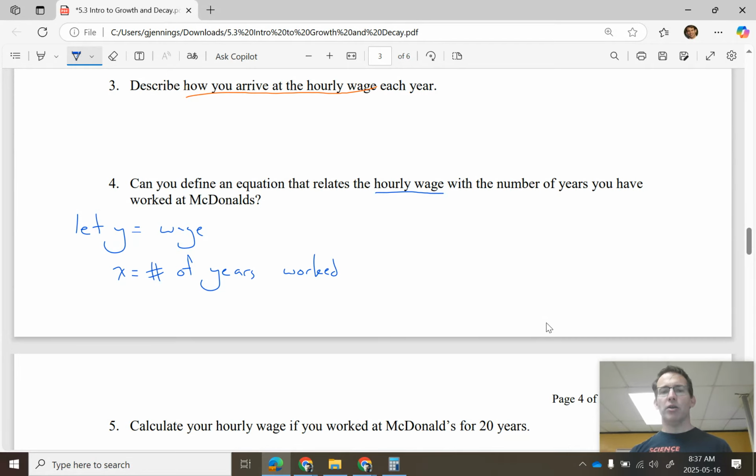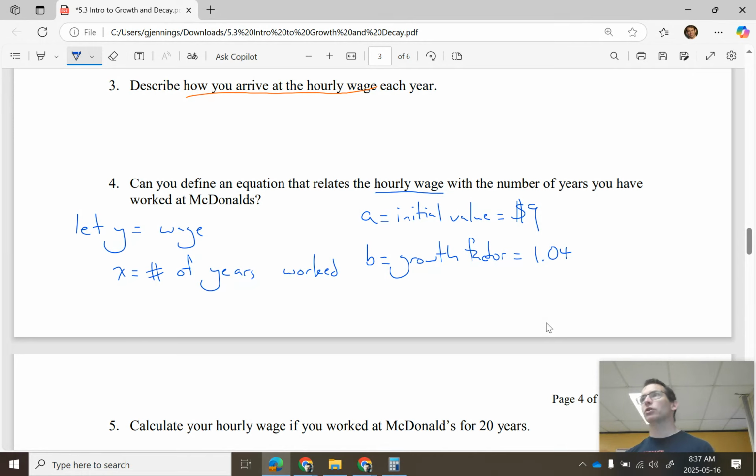Here's a little tip. You can write down this little grid. You say A equals initial value equals $9. B equals growth factor equals 1.04. That's growing by 4% each year. So then we just put those into a function. So my function will look like y is equal to the initial value multiplied by 1.04 raised to the power x. There's my y equals ab to the x.